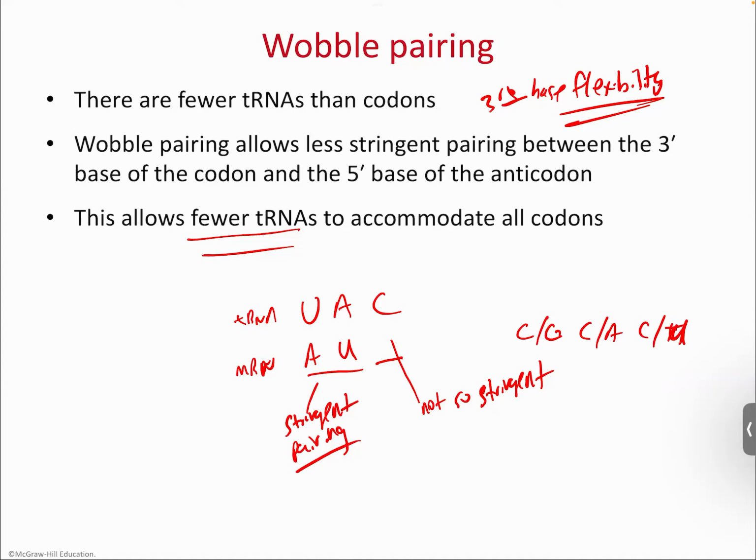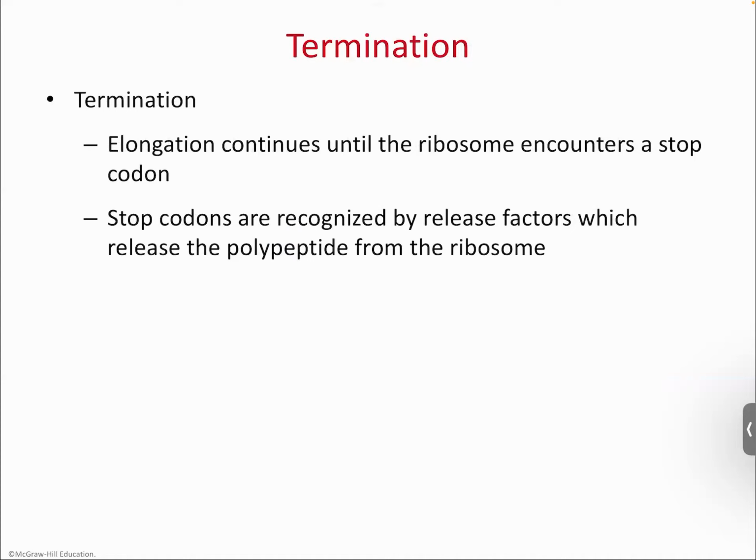It gives you what you need, the specificity that you need, for a little bit of a cheaper price. Okay, so it's a value pick. This is a value pick. That's what this is, wobble pairing. Okay, termination is easy, right? Because basically you hit a stop codon. Either a UGA or a UAG or something of that nature, right?